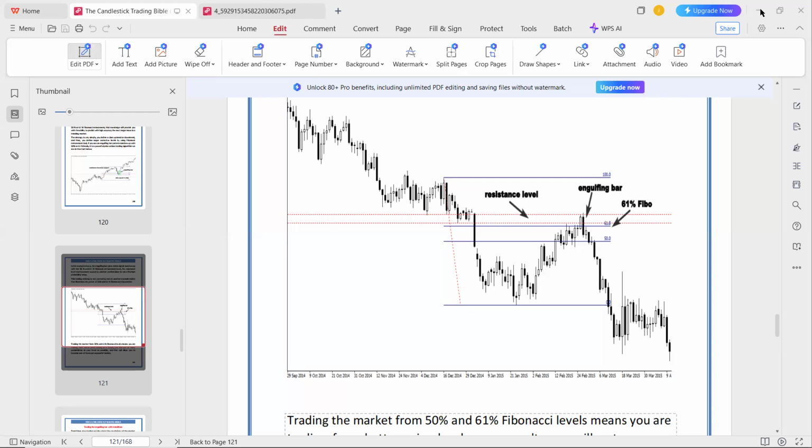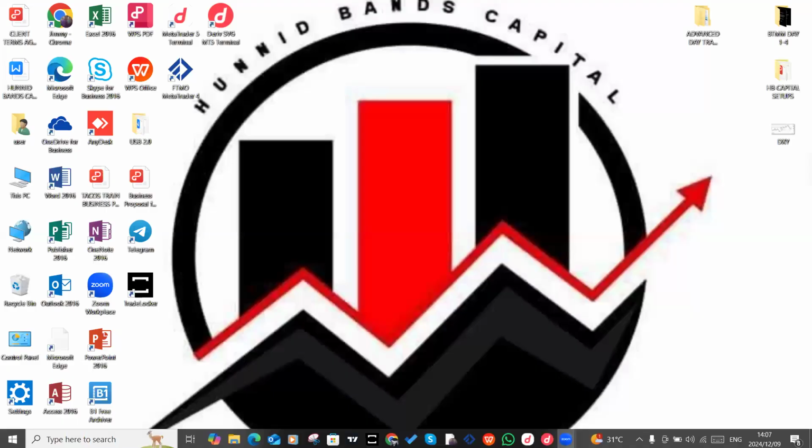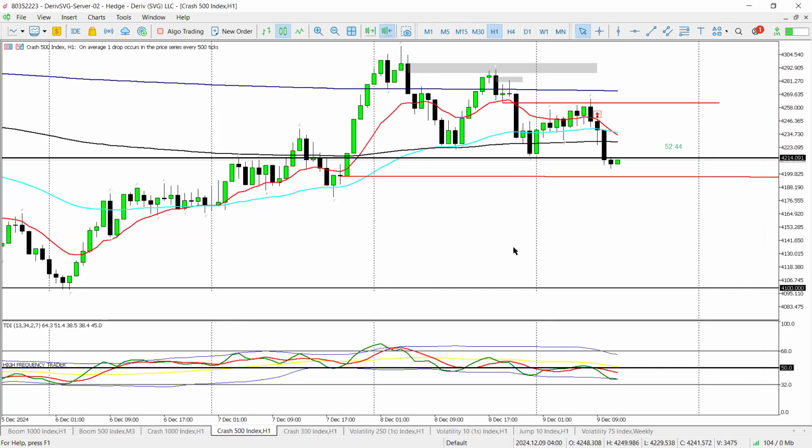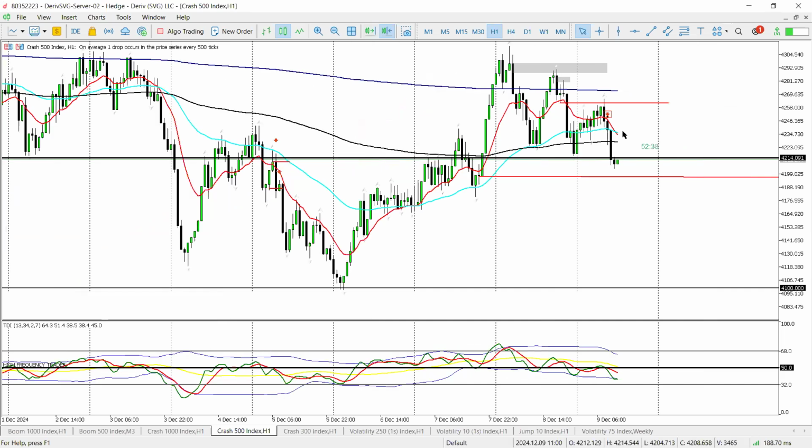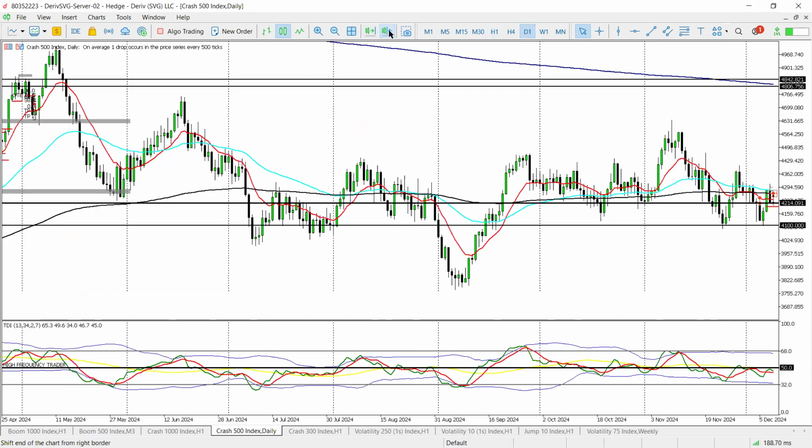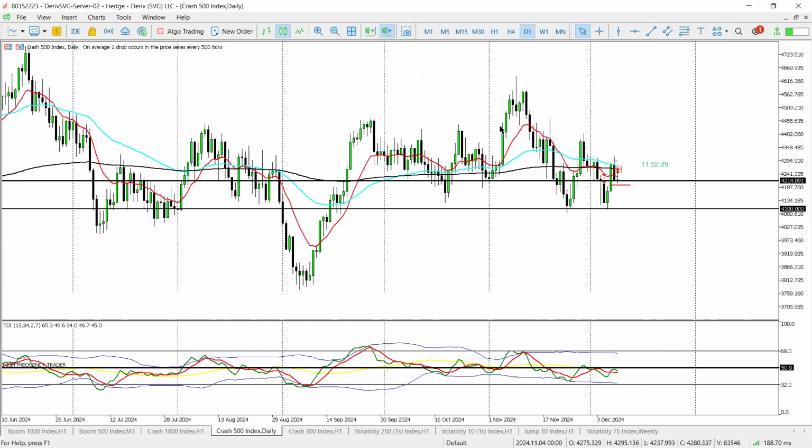Right, I'm going to share my whole screen now so that you guys can see the charts. Okay, there we go. So I've got this trade on Crash 500. This is a synthetic index. This is the H1 time frame. So the first thing you want to check is your daily bias. What is happening with price?